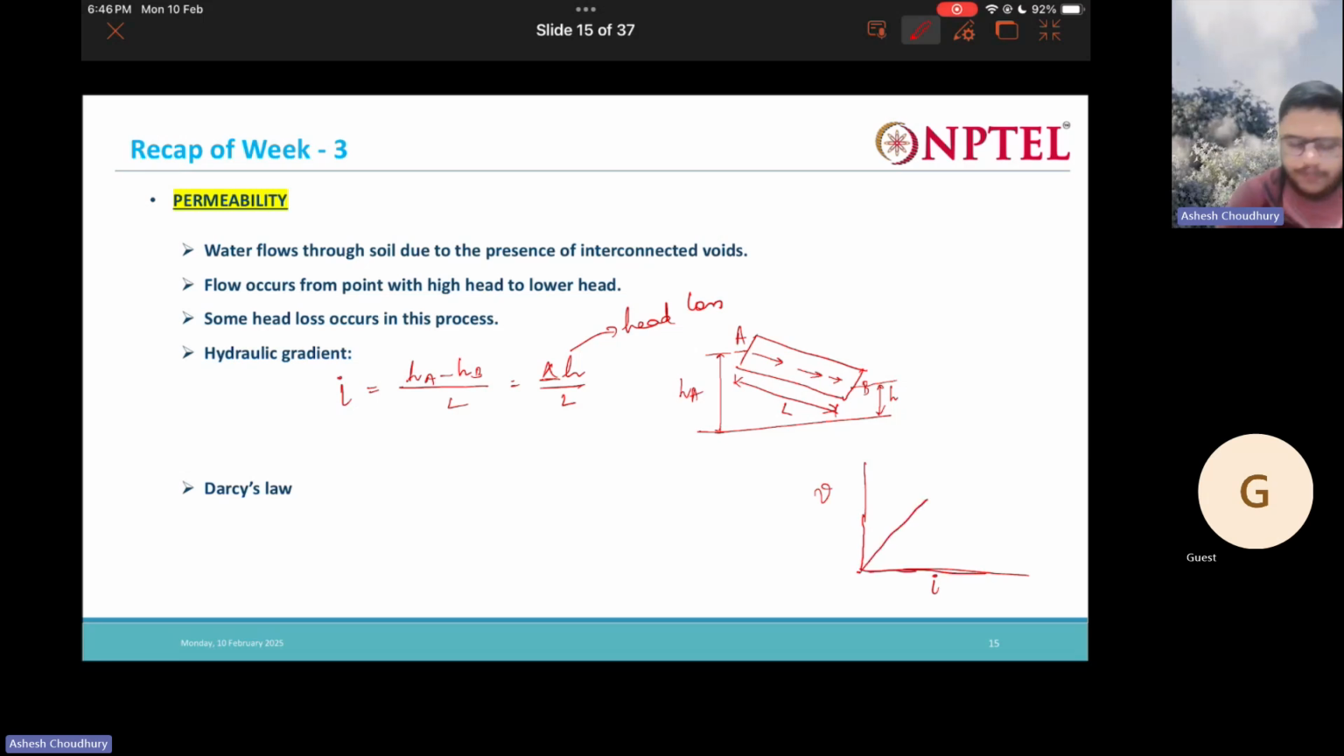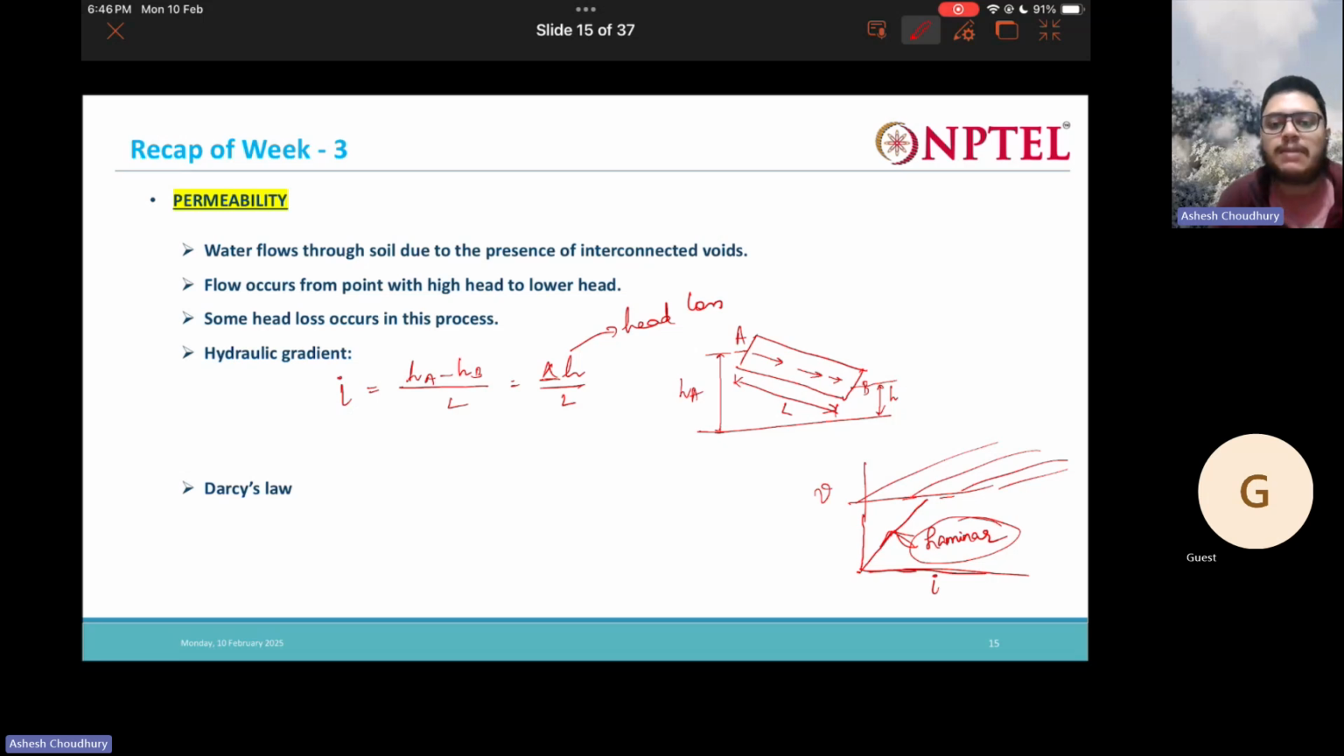It's linear. Why is it linear? Because in this regime the flow is laminar. We consider that the flow is laminar, and above this boundary the flow is turbulent and not at all linear. But we consider that the flow in soil happens in the laminar regime. What do you mean by laminar flow? Laminar flow means each of the layers of water flows independently and does not interact with the others. If they interact, they become turbulent.